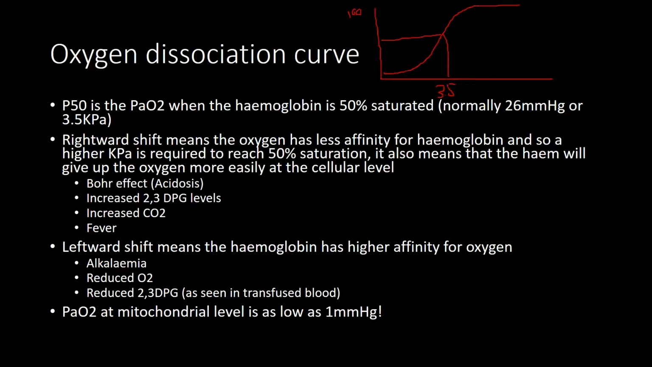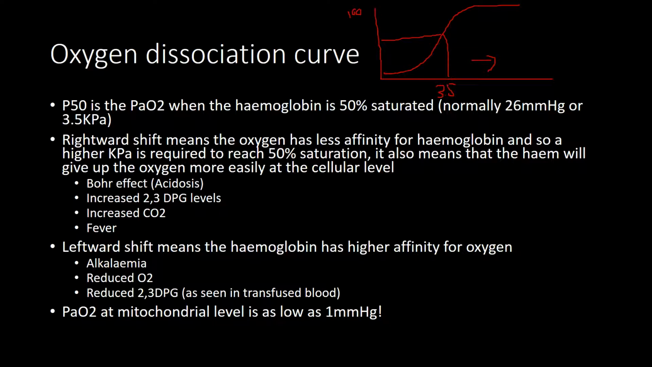So if the oxygen dissociation curve shifts to the right, it means that oxygen has less affinity for the haemoglobin, and so a higher kPa is required to reach 50%. But it also means that the haemoglobin will give up the oxygen at hypoxic levels at the cellular level, and that can be caused by CO2, increased 2,3-DPG, increased acidosis, and a high temperature.